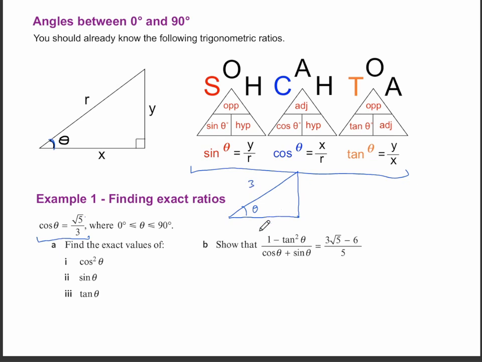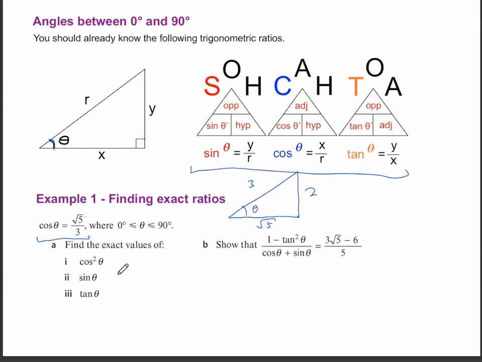So hypotenuse is 3, adjacent is root 5. With that, we can get the opposite side as well, which is a squared plus b squared equals c squared. And with that, we're going to get the opposite side being 2. So with just this triangle right here, we can get the sine theta and the tan theta as well.